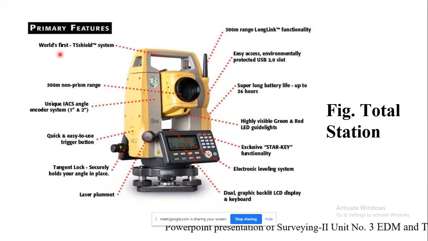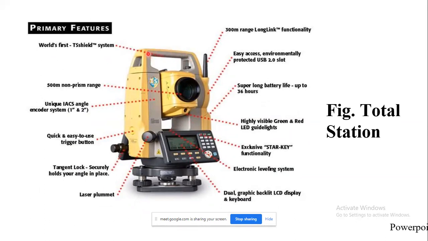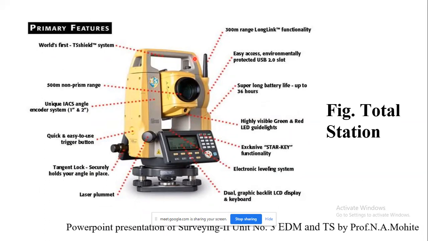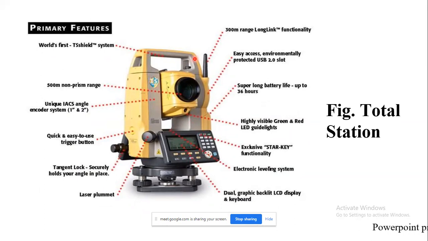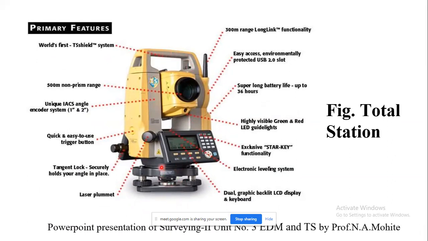Here you can see first it has been provided with a handle. The instruments which we make use of, the auto level and dumpy level, are light in weight to carry. But this total station is somewhat heavy, so for that purpose the handle has been provided at the top, while fitting it over the tripod stand.